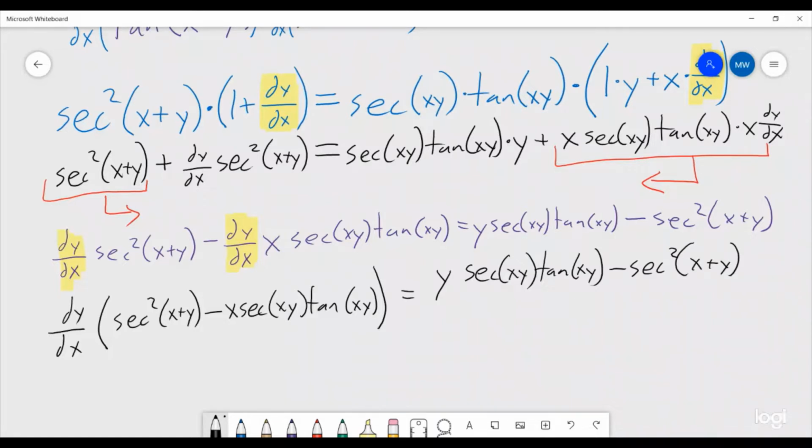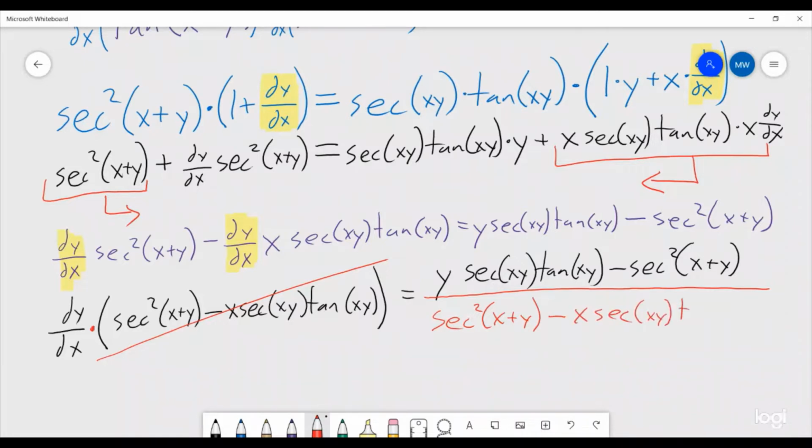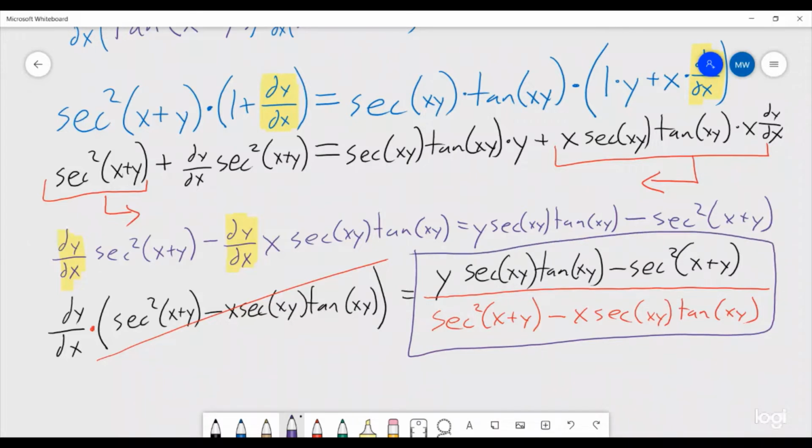Now, what we have is dy/dx times a whole bunch of stuff that can be all in parentheses. So what we can do is divide by all of this stuff. So that'll be divided by secant squared of (x plus y) minus x secant(xy) tangent(xy). So this is the derivative of y with respect to x. Let's do another problem like this.